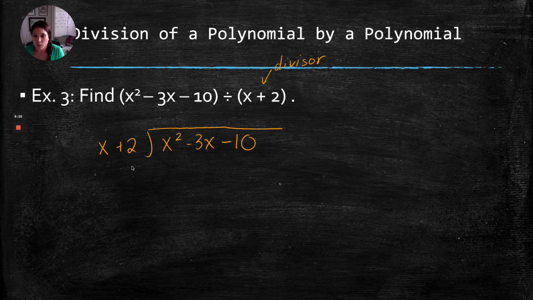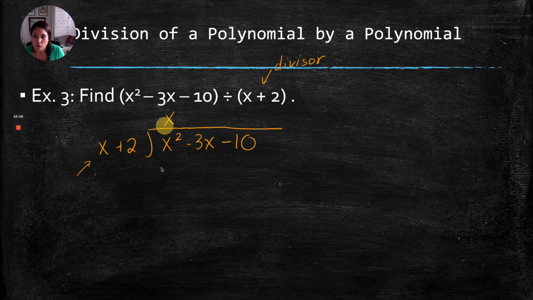Okay, so let's break this down. We're dividing this binomial x plus 2 into this trinomial. And what I want you to do is to almost cover up this plus 2. I want you to focus only on this first term, okay? So what you're going to do is focus on this first term and think, how many times does x go into x squared? And what you need to think is, what do I multiply times x to get x squared? And because you know the rules of powers, you know the product rule, you know that x times x equals x squared.